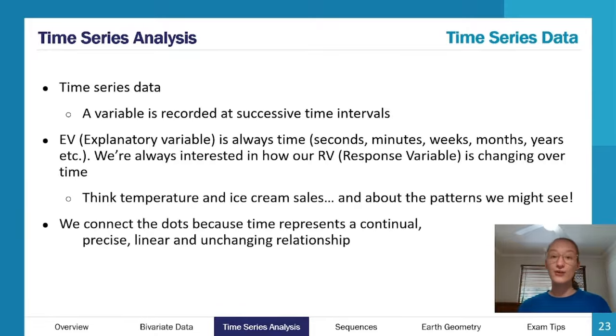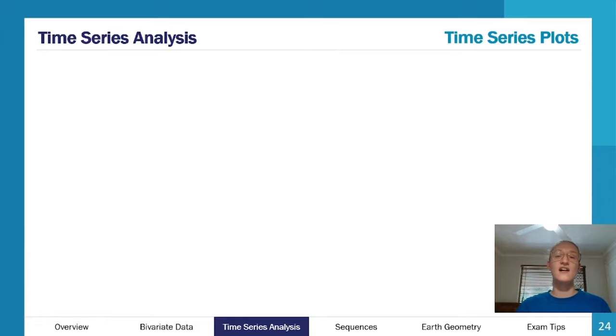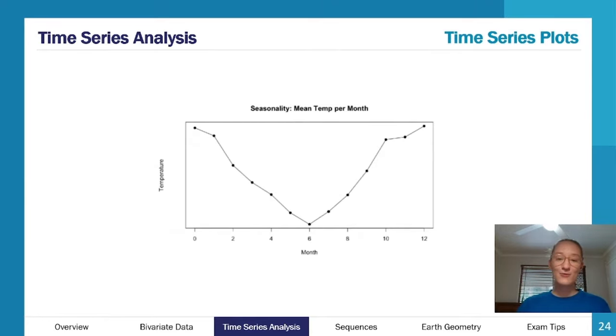We'll have a look at an example just in a second, but another thing I want to flag is that we do connect the dots in a time series plot because time represents a continual, precise, linear, and unchanging relationship. Whereas when we had our bivariate numerical data scatter plots, we just had heaps and heaps of points everywhere, so it made no sense to connect the dots. But with time series data, we normally just have one point at each time interval. And again, that's a continual, linear, and unchanging relationship, so we can connect the dots, like in the example we have here.